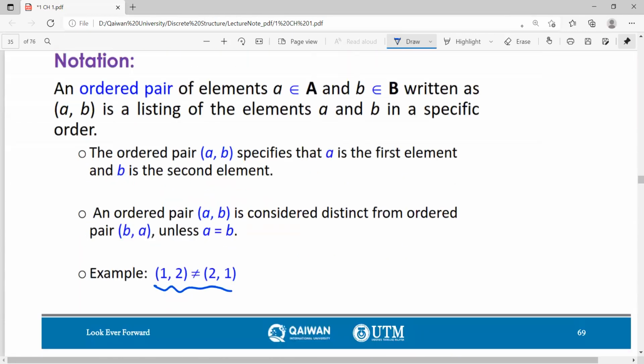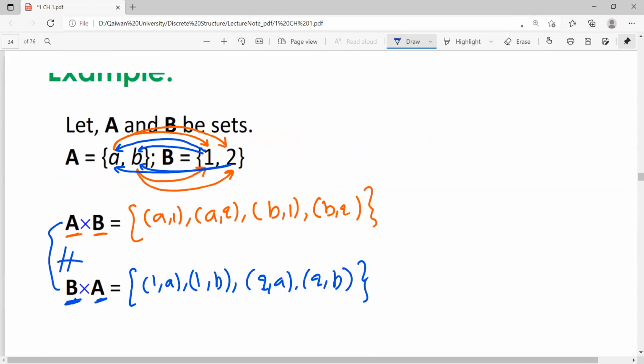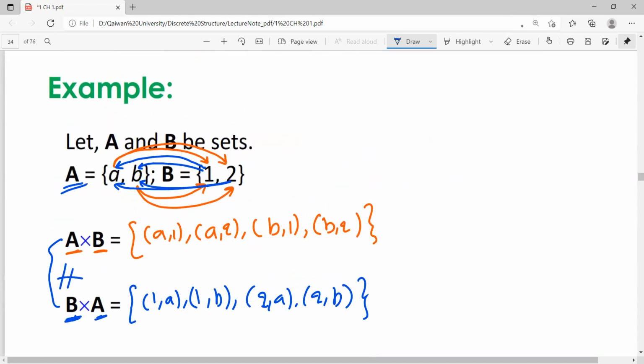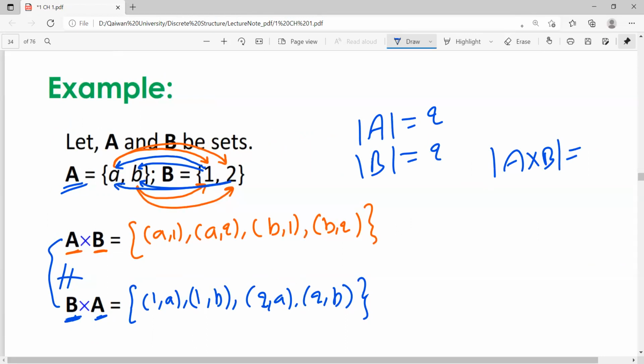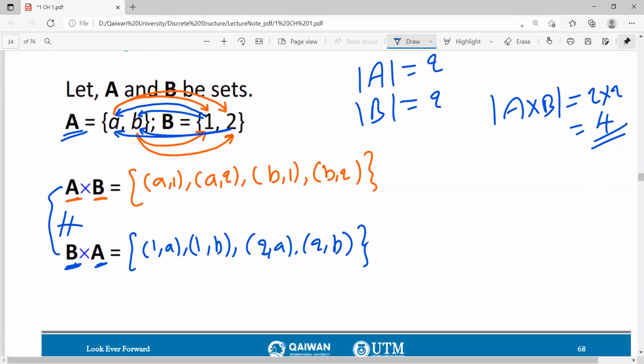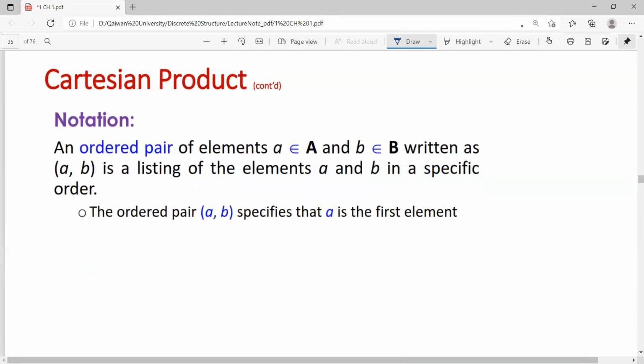As you see here in the example, the cardinality of A is 2, and the cardinality of B is 2, as we have 2 elements in each of these two sets. So the cardinality of A cross B equals 2 times 2, which is 4. Let's check if we have 4 elements in A times B: 1, 2, 3, and 4. We have 4 elements. What's the multiplication of their cardinalities?